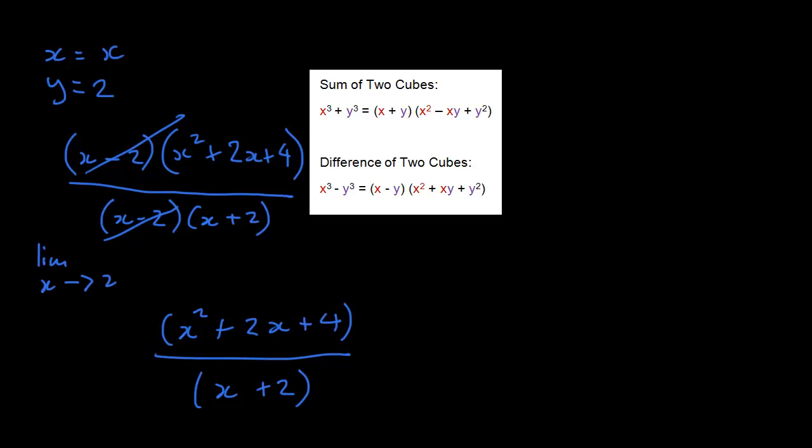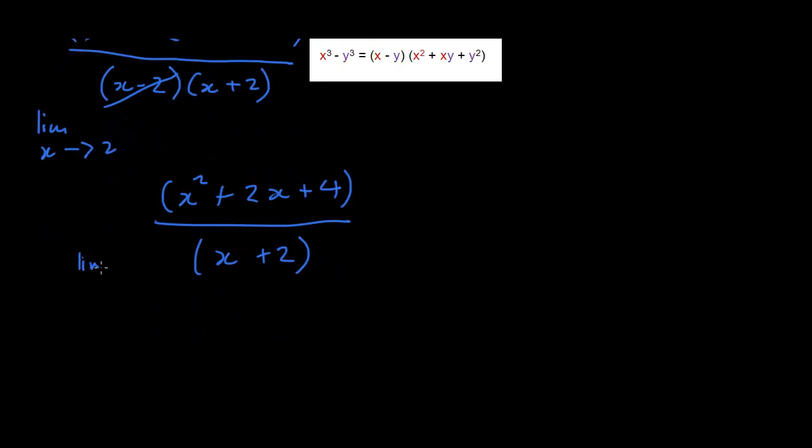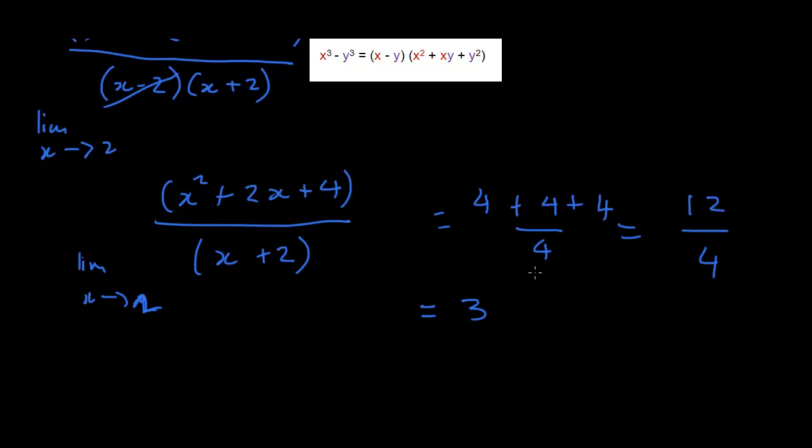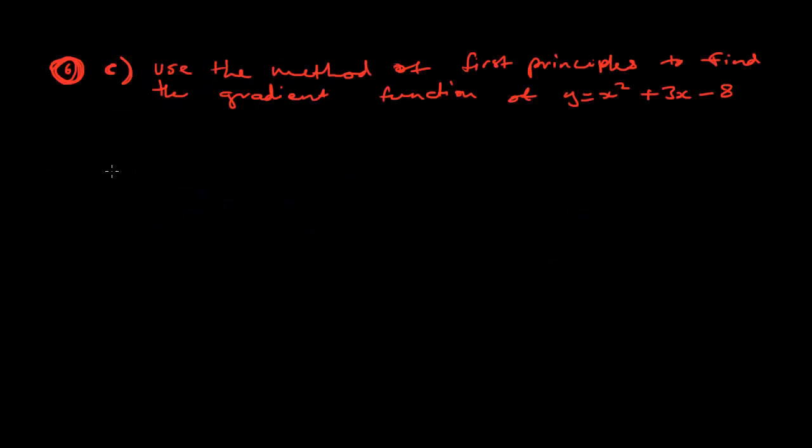Now let's see if this works out. If I did the limit as x goes to 2, would it work? Let's have a look. 2 squared is 4, plus 2 times 2, which is 4, plus 4. So we end up getting 12 over 4, and that is our answer, believe it or not. Our answer is 12 over 4, which can be further simplified to 3. Hope this helped. Okay, so now question 6c.